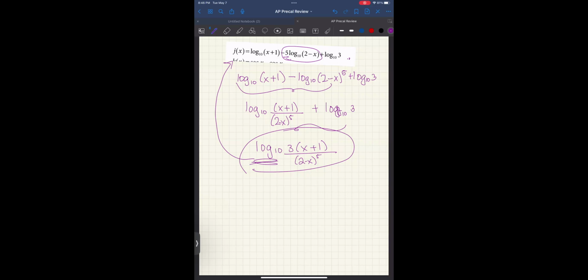For the log base 10 of 3, why does the 3 only go to the numerator and not the denominator as well? After you did log base 10 of x plus 1 over 2 minus x to the 5th plus the log base 10 of 3, why does the 3 only multiply the numerator and not the entire thing? Because it's a plus, not a subtraction or division. It's just multiplication, so it stays up there. Oh, I got you. Thank you. So with that, I will end our recording.